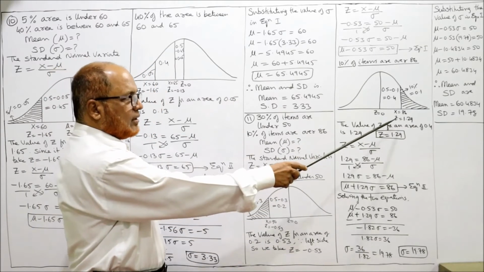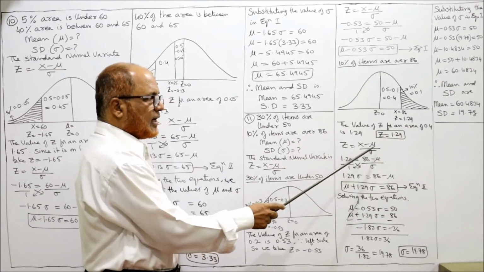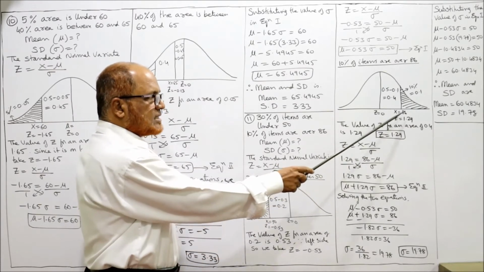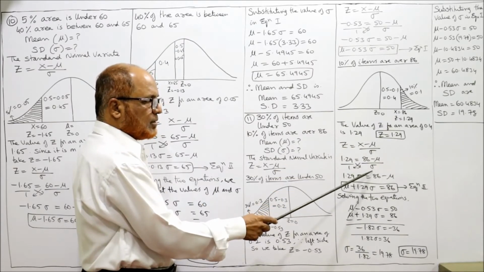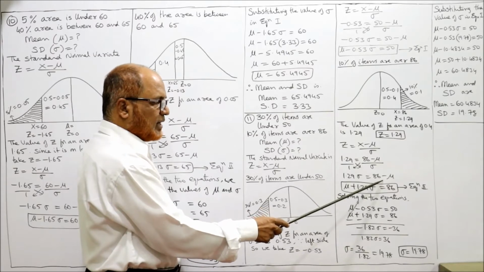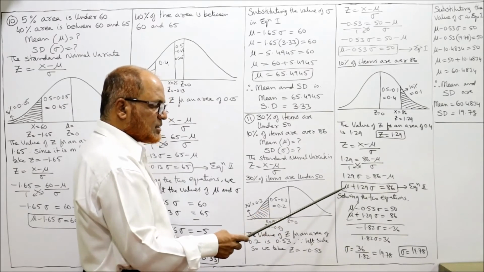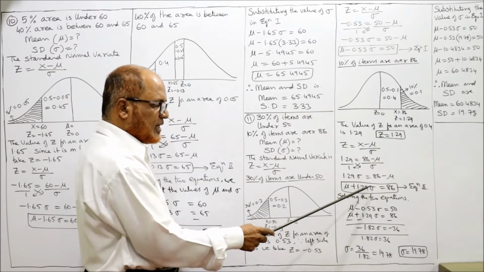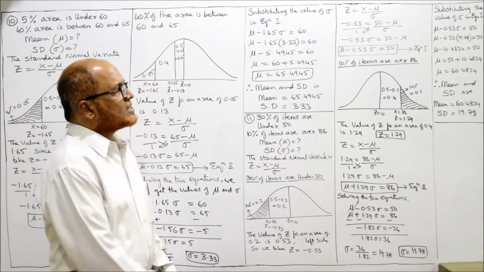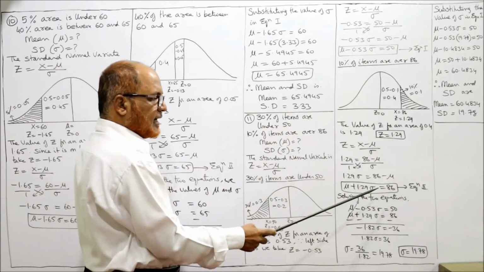तो 1.29. Now we substitute z is equal to x minus mu by sigma. Z 1.29 is equal to 86, X is 86 minus mu by sigma. Cross multiply 1.29 sigma is equal to 86 minus mu. Bring mu to LHS plus mu. Plus 1.29 sigma is 86. This is equation number 2. First equation is here. This is the second equation.